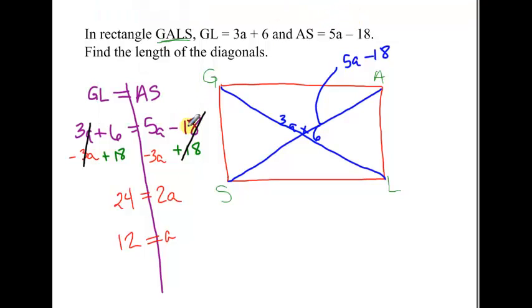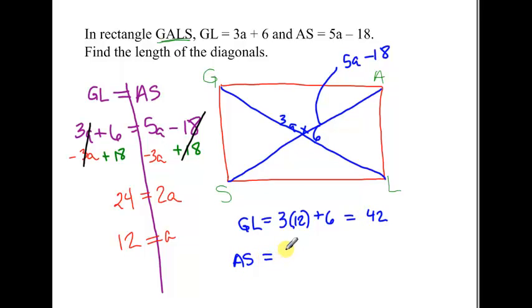Okay, if you're back with me, you got A is 12. If you didn't get that, check out the work here, fix any errors you might have made, or let me know if I made one. I got A as 12, so the length of the diagonals. Let's start with our GL diagonal. So GL is 3 times the 12 plus 6. We're just plugging it in. 3 times 12 is 36. 6 more makes 42.